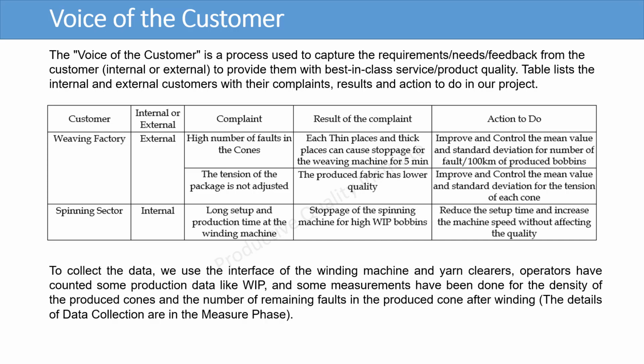To collect the data, we use the interface connected to the winding machines and yarn clearers. Also, operators have counted some production data, like WIP, and some measurements have been done for the density of the produced cones and the number of remaining faults in the produced cone after winding. The details of data collection are in the measure phase.